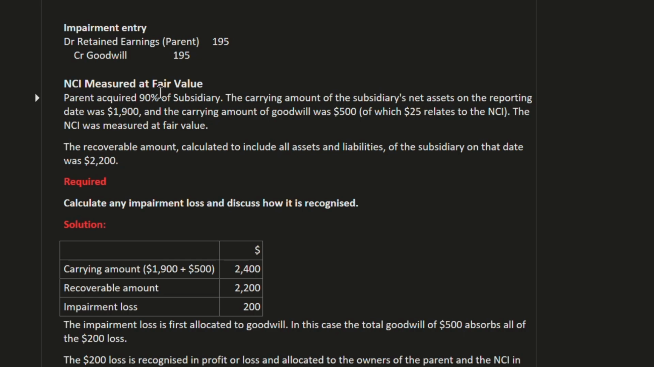NCI measured at fair value. Parent acquired 90% of subsidiary. The carrying value of the subsidiary net asset on the reporting date. Yeah, one more important point. When the asset value decreases, goodwill will increase. When the asset value increases, goodwill will decrease. This is an important point for the pre-populated sheet. Keep this in mind.